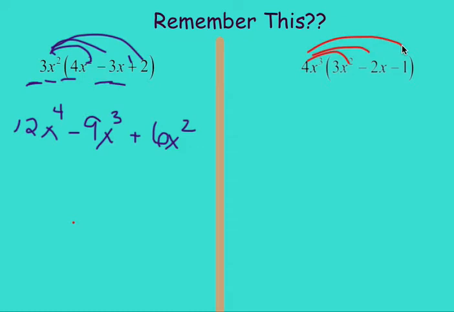Same thing for this one right here. So I'm going to do 4 times 3, which is 12. And then x cubed times x squared, I'm going to add those exponents and it gives me x to the 5th. 4 times negative 2 is negative 8. X to the 3rd times x to the 1st is going to give me x to the 4th. 4 times negative 1 is negative 4, and then I'm going to have x cubed. So I see that my exponents are going in descending order. So that right there is my final answer.